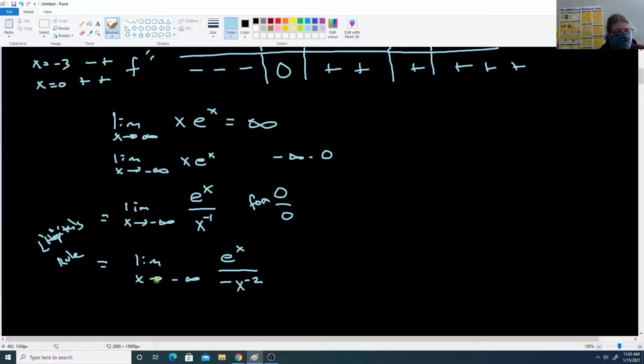Let's see. So limit as x goes to negative infinity, e to the x is 0. And negative x to the negative 2, the graph of that looks like this. So that goes to 0 as well. So we're still in the form 0 over 0.